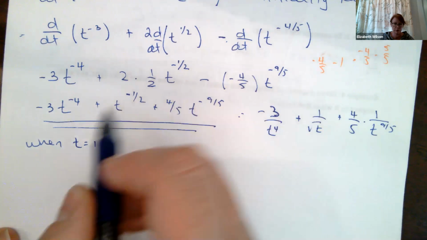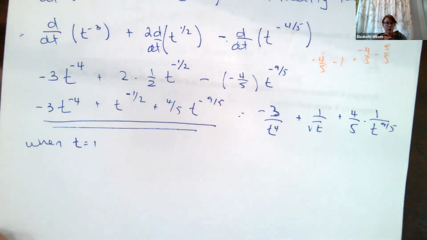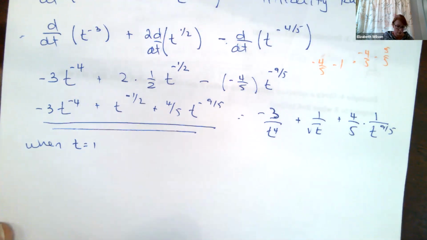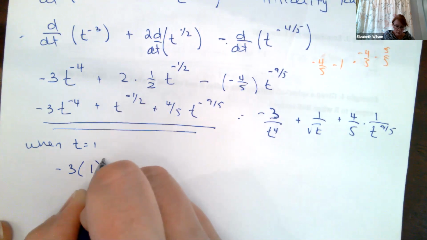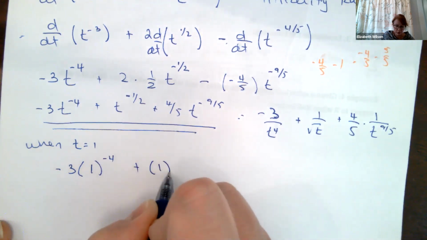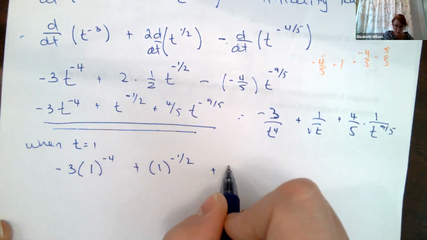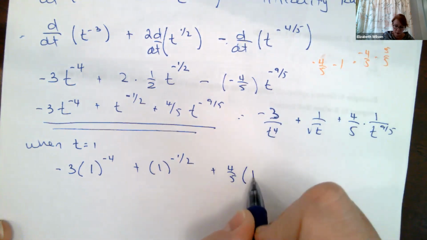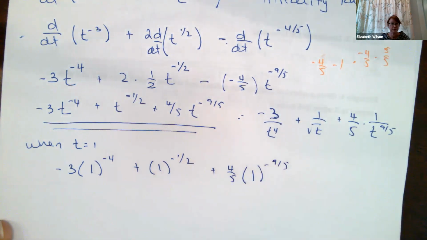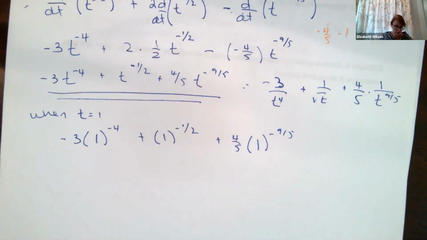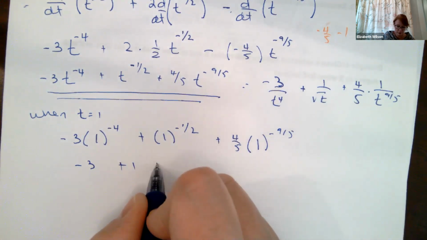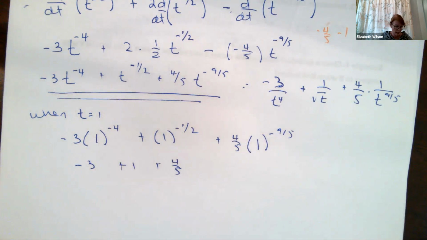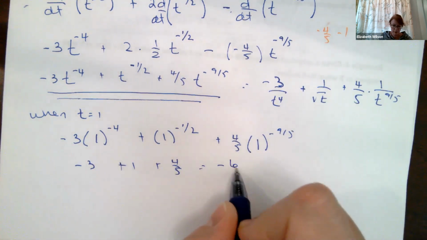into my derivative here, because we're looking at the slope of our tangent line when t is equal to 1. That's what we want to find out. That's why all this is happening. Minus 3 times 1 to the minus 4th plus 1 to the minus 1/2 plus 4/5 times 1 to the minus 9/5. Okay, so now we work it through, which is equal to minus 3 plus 1 plus 4/5. I'm just going to add things up. Minus 6.